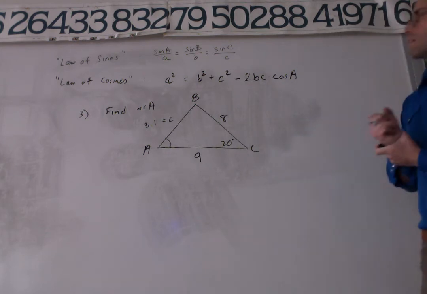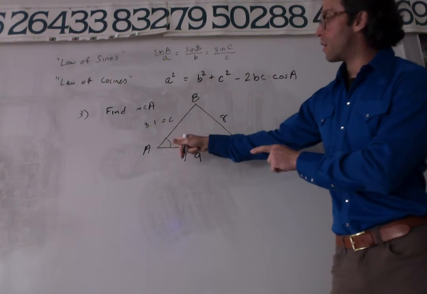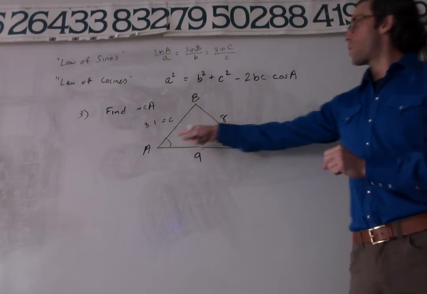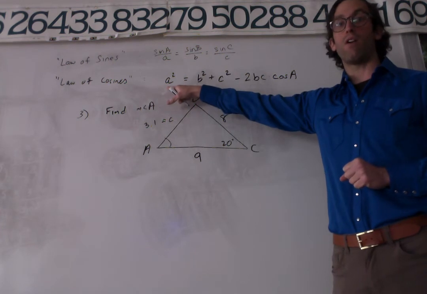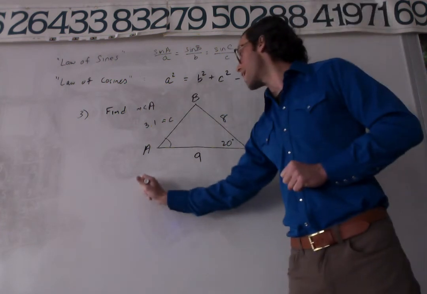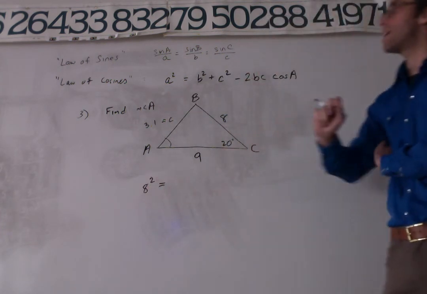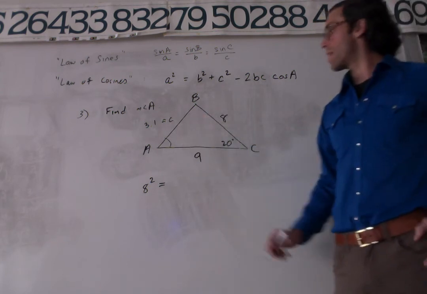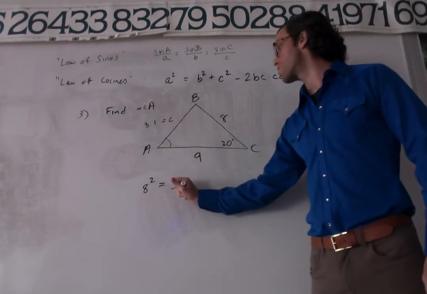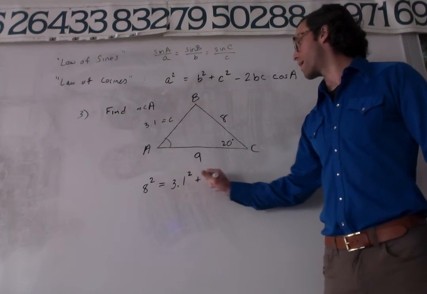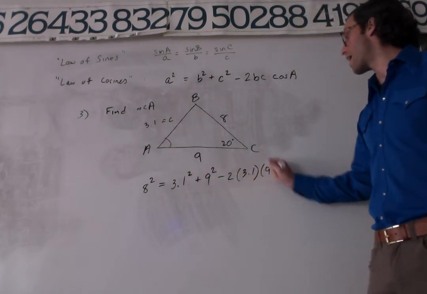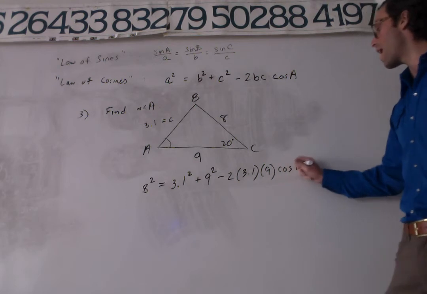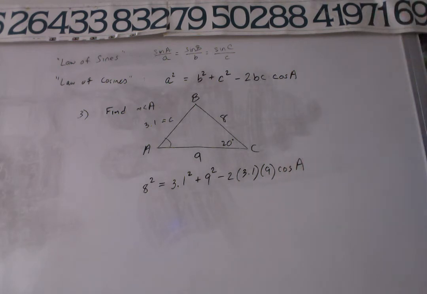All right? Because we're looking for the angle, we're now going to start the equation with the side opposite that angle as our lone value by itself. So 8 squared is how we would have to begin if we were looking for angle A. 8 squared equals 3.1 squared plus 9 squared minus 2 times 3.1 times 9 times cos A. All right?